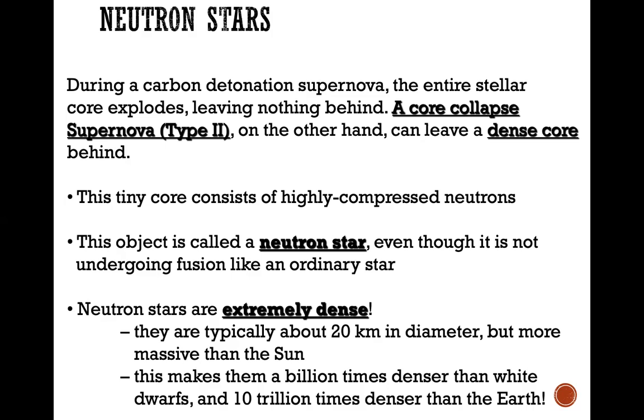And if you compare the density with white dwarfs, neutron stars are actually a billion times denser than a white dwarf. And if you consider our Earth, neutron stars are actually 10 trillion times denser than the Earth. That is why these objects are so special, and that is why we are talking about them specifically.